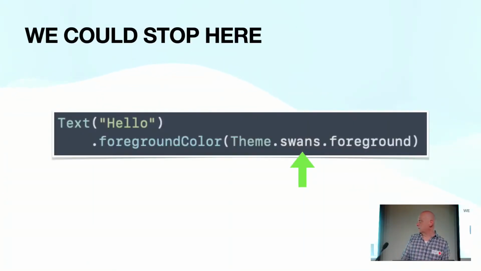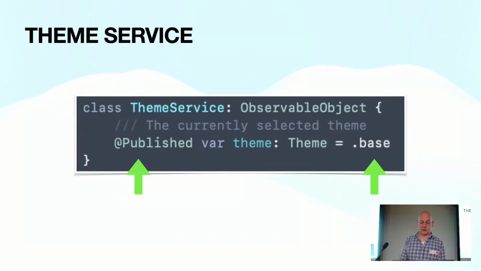We could stop there. We could just use those. We could use that theme. So this is the swans theme and the foreground color. Of course, that's only going to give you 2 colors for dark and light mode for that. And in this presentation, we want to do multiple themes. So we're going to go a little bit further with this one. And to do that, we're going to use a theme service. I don't love calling this a service, but we'll go with it for now.